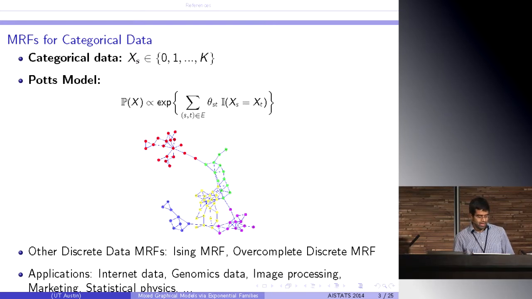And for such discrete data, where each random variable takes finitely many values, I can have other such specific subclasses of graphical models. I have Ising models, which have linear and quadratic sufficient statistics, and the overcomplete discrete graphical model, all of which are used extensively in recent years across science and engineering. Okay, so you use them in social networks, you use them even in bioinformatics, and so on.